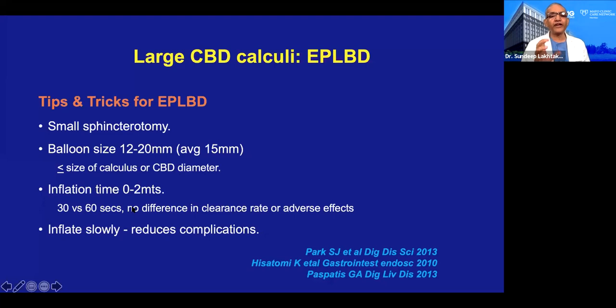How long do you inflate this balloon? It varies from 1 to 2 minutes, although there are publications which say up to 5 minutes you can keep it inflated without any difference. There's not much of a difference, but generally most centers who are doing EPLBD keep it from 1 to 2 minutes. Always remember to slowly expand and slowly deflate. Never do it in a hurry to reach the target diameter of the balloon. Use slow insufflation with saline, or contrast and saline mixed.